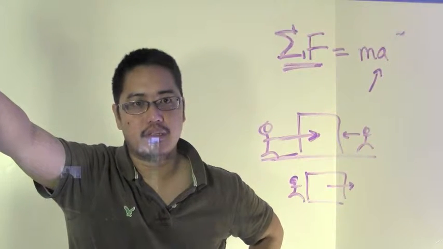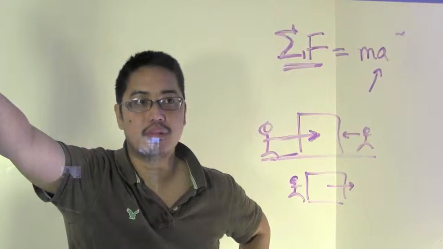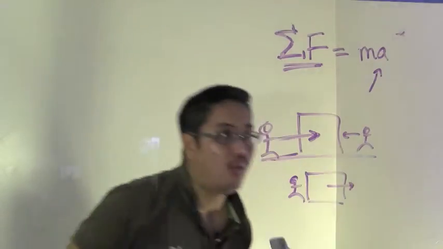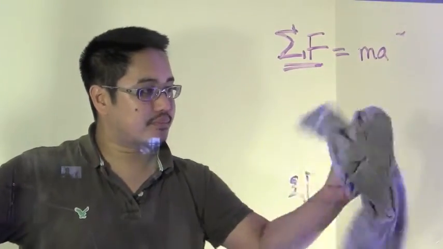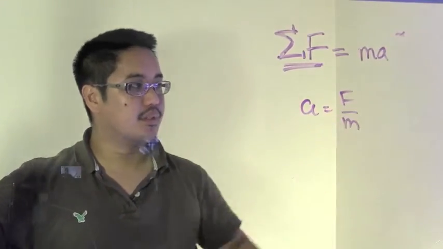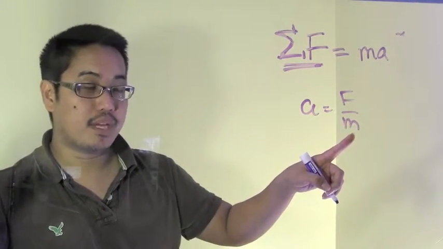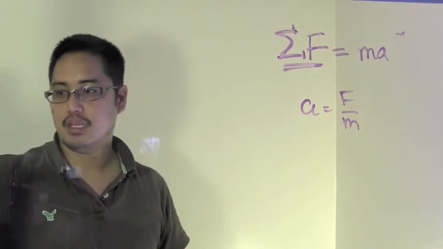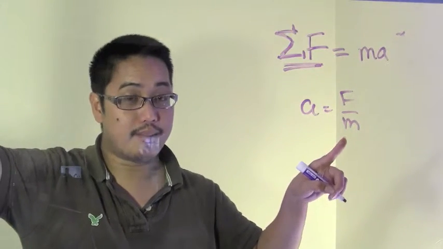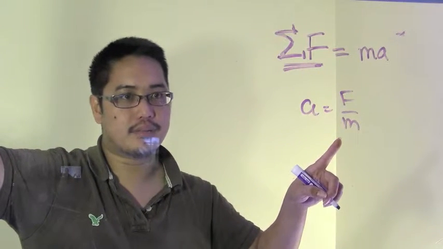If I want to make the acceleration big, I would need to push with a big force. Or actually, I honestly like to look at it like this: a is equal to F over m. I just divided both sides by m. And it's saying if my m got really, really big, what would happen to a? If F stayed the same, but m got really, really big.